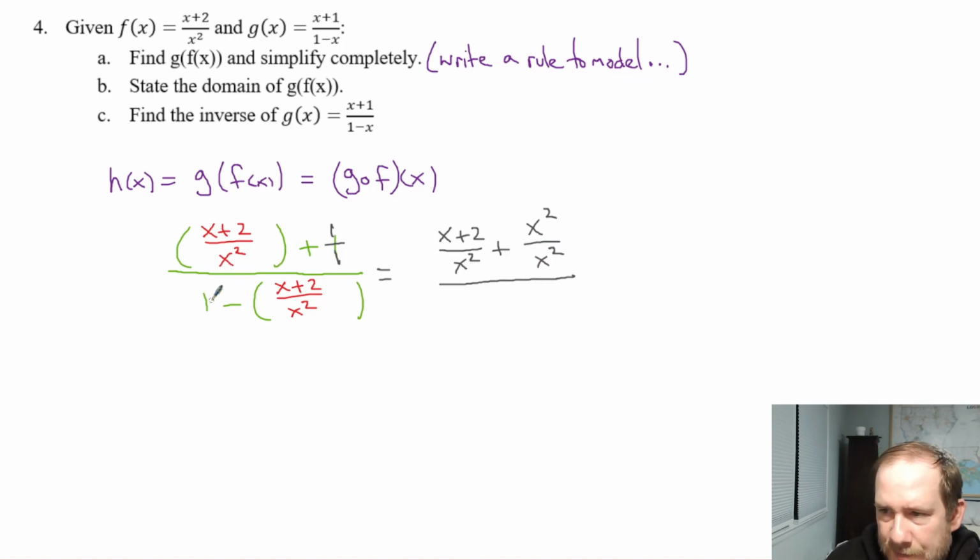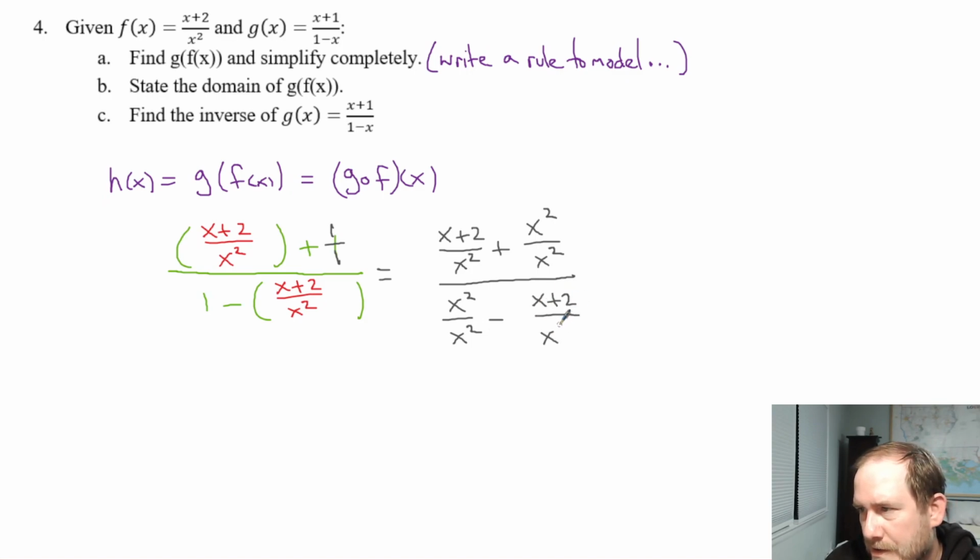And a similar thing happens in the denominator. This 1 is also going to get expressed as an x squared over x squared. Now I'm subtracting the x plus 2 over x squared. And just be super careful as you subtract this, because you're subtracting a binomial. So of course, this subtraction sign has to affect both the x and the 2. So don't make a mistake there with your algebra.